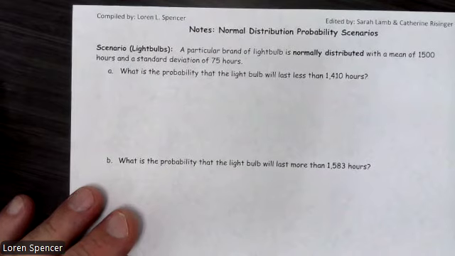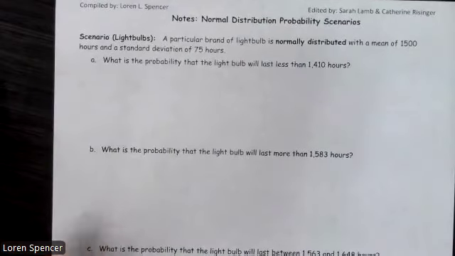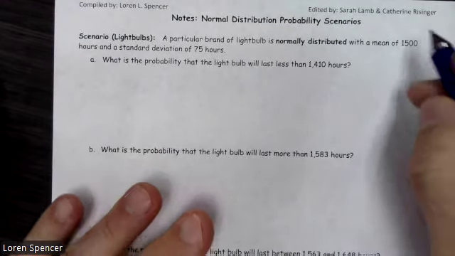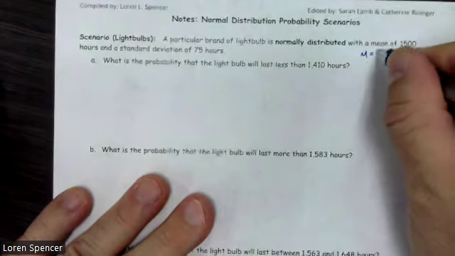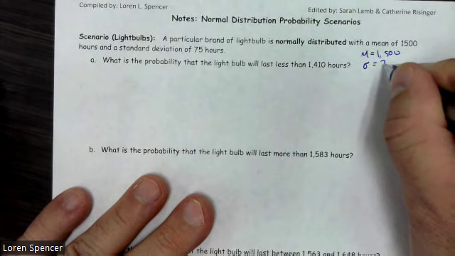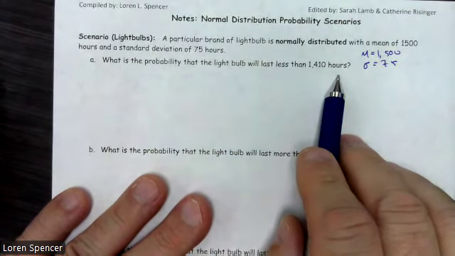We're going to be working with actual data, not just z-scores. A particular brand of light bulb is normally distributed with a mean of 1500, so our mean is 1500, and our standard deviation is 75. What's the probability the light bulb will last less than 1410 hours?